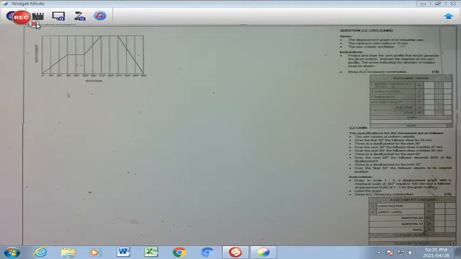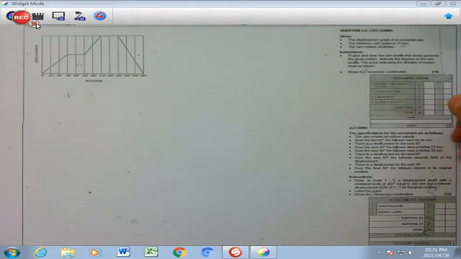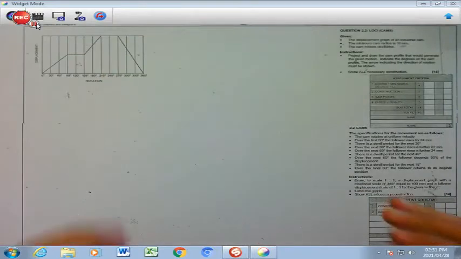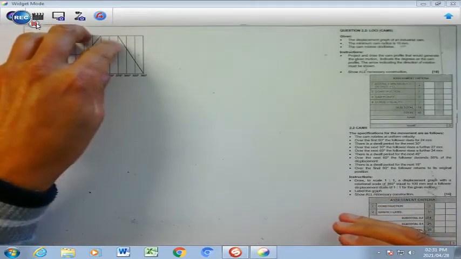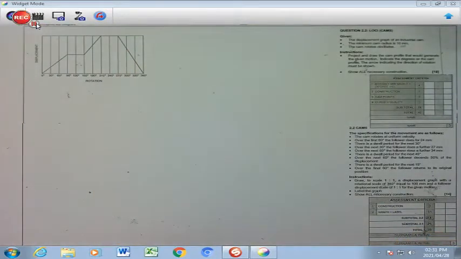Indicate the degrees on the cam profile. The arrow indicating the direction of rotation must be shown. Right? Show all necessary construction when you are going to be unfolding the cam profile from the given cam displacement diagram. So just to reiterate, cam displacement diagram, and from here we're going to convert this to a cam profile.